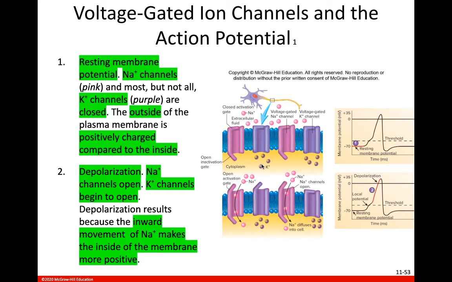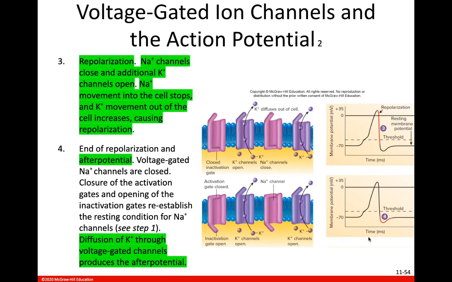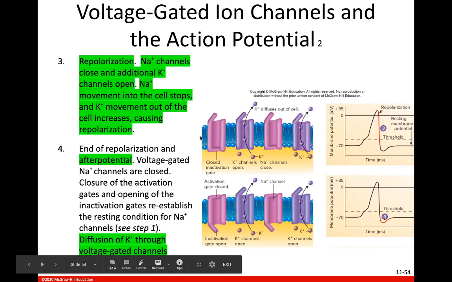Then we have depolarization happen again. A graded potential, or enough small graded potentials, occur to get us up to threshold. The sodium ion channels open, potassium ion channels open. A lot more sodium is going to move in, the potassium is going to move out, and we're going to get more positive inside the cell. We get up to positive 35 or positive 40 inside the cell and get that action potential that will be propagated down the neuron.